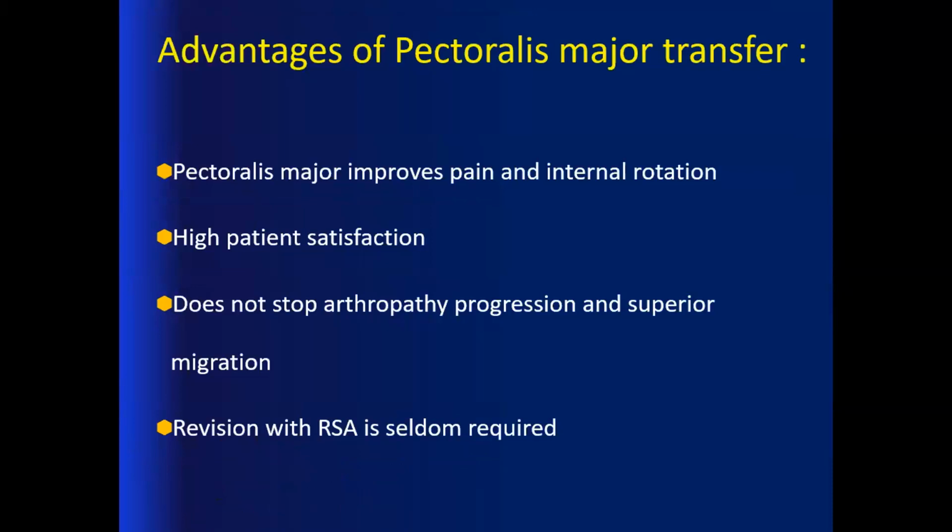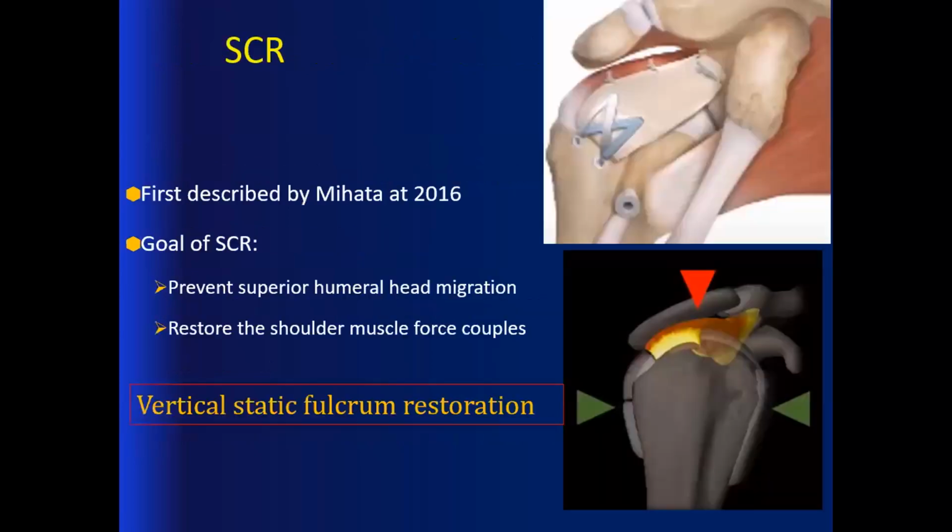So the advantages of pectoralis major transfer are that it improves pain and internal rotation rather than the other range of motion movements. It has high patient satisfaction. It does not stop arthropathy progression and superior migration. The revision with RSA is seldom required.